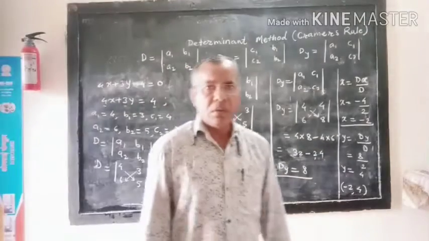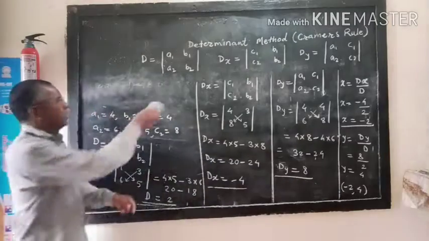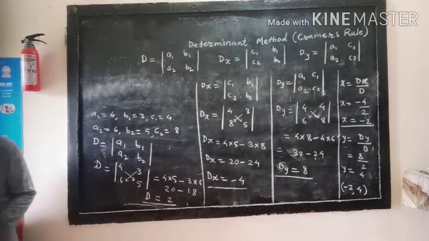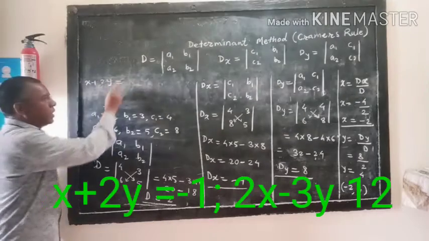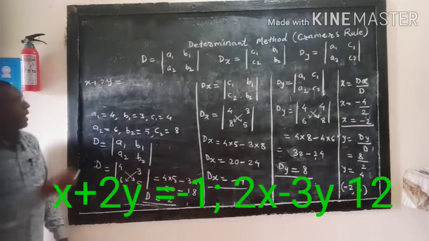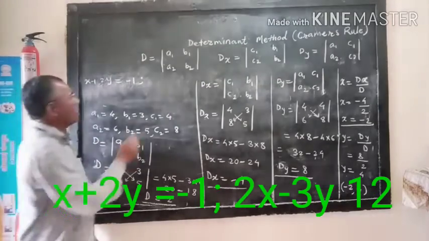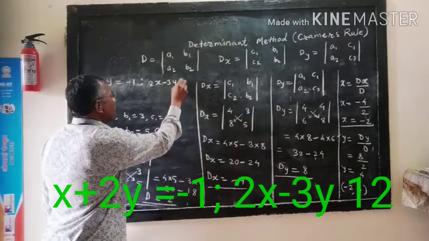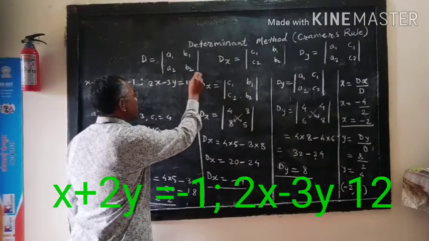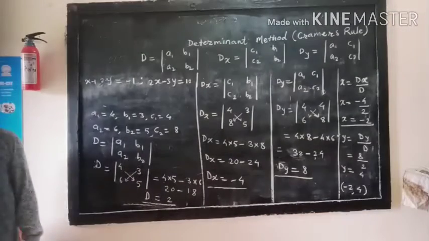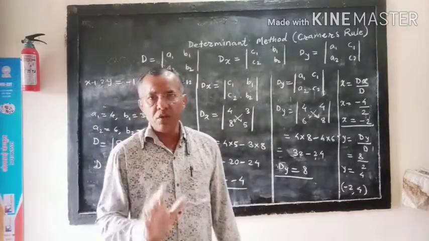Friend, we will continue the third example now. See here, the third example. Third example is x plus 2y is equal to minus 1, comma. The second equation is 2x minus 3y is equal to 12. It is a third example, friend.